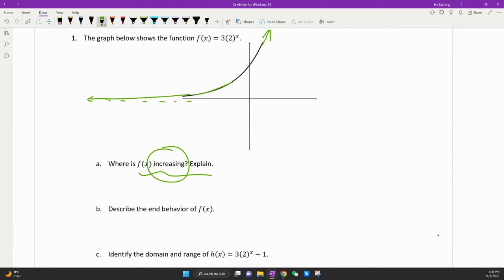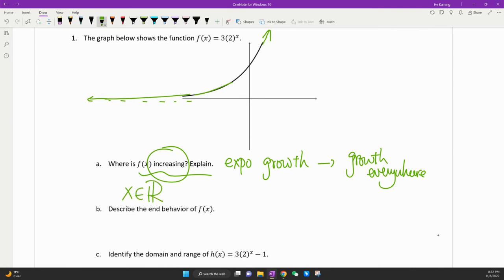This is one of the most important things about exponential growth. So exponential growth means growth everywhere. Now, how do we actually define the word everywhere? That means x is included in every single real number, or we can write from negative infinity to positive infinity with the parentheses, or negative infinity less than x less than positive infinity. All these three actually mean the same thing, which is x included in every single real number.